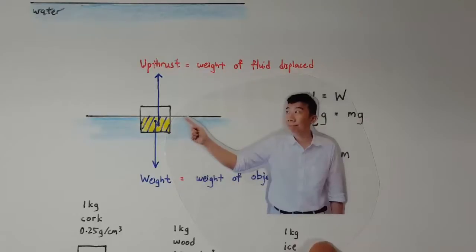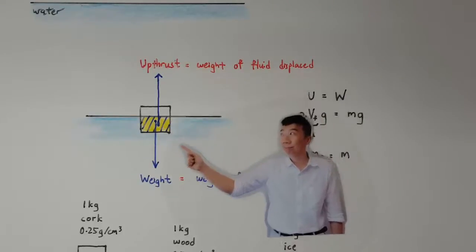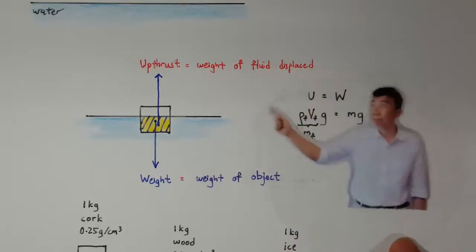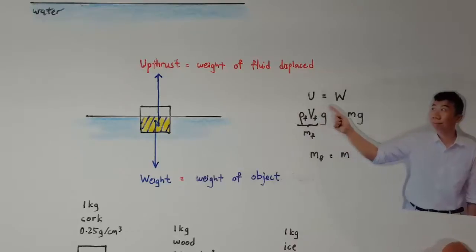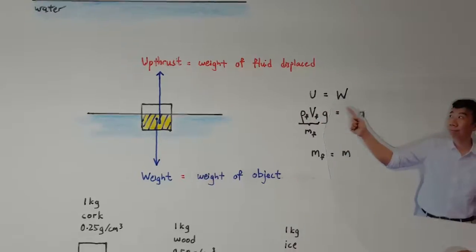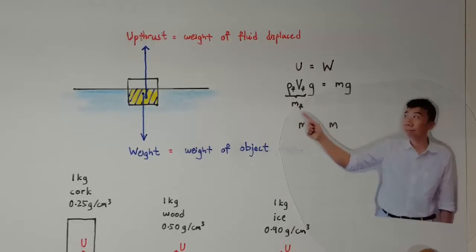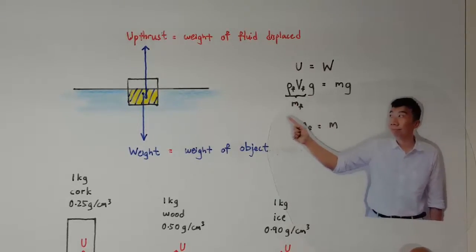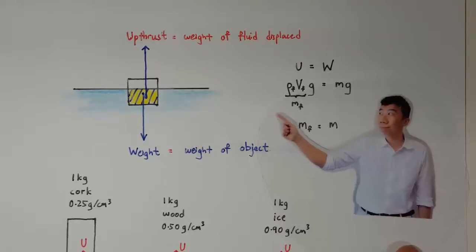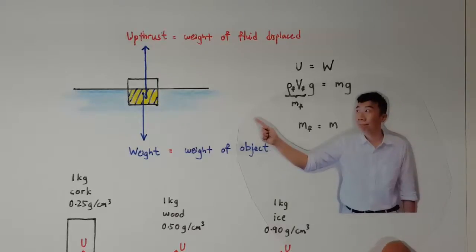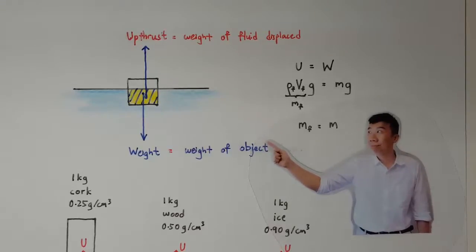If the object is floating, then we can conclude that the weight of the object must be equal to the weight of the fluid displaced. So we can write the equation U equals W, because net force is 0, you see. And if you think carefully, rho times V is actually the mass of the fluid displaced. So if an object is floating, it means that the object must displace its own weight of fluid. Another way of saying it is, if a 1 kilogram object is floating, then it must have displaced 1 kilogram of fluid.